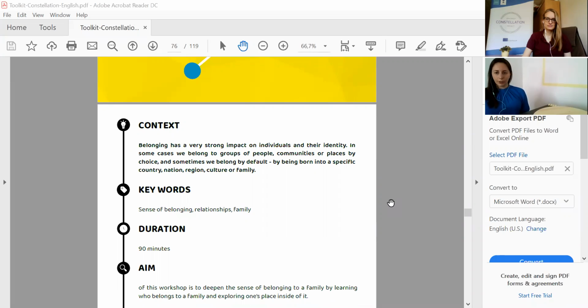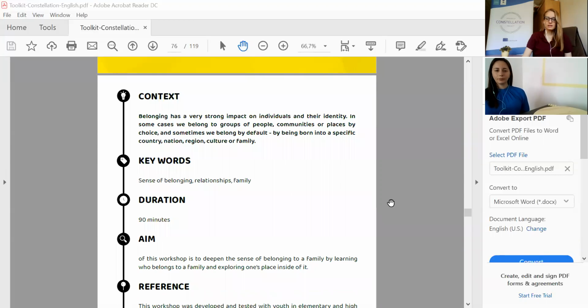The starting point for this workshop was the belief that belonging has a huge impact on our identity and the behavior, the norms that we take over, how we live our lives, and who we essentially become as grown-ups. So this is the point, to see where do I belong in terms of my family, my country, my nation, and how it shapes me as an individual.